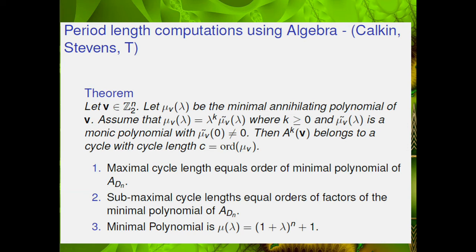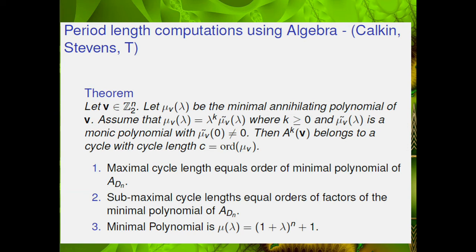Okay, so what did we do? We first said, let's suppose I have an initial condition. An initial condition is a string or a vector of zeros and ones from Z2 to the n. And mu v is the minimal annihilating polynomial of v. What that is, it's the minimal degree polynomial such that when you plug in v in for lambda, you get 0. So it's the minimal degree polynomial where v is a root of that polynomial. And this minimal degree polynomial exists by finite field theory.